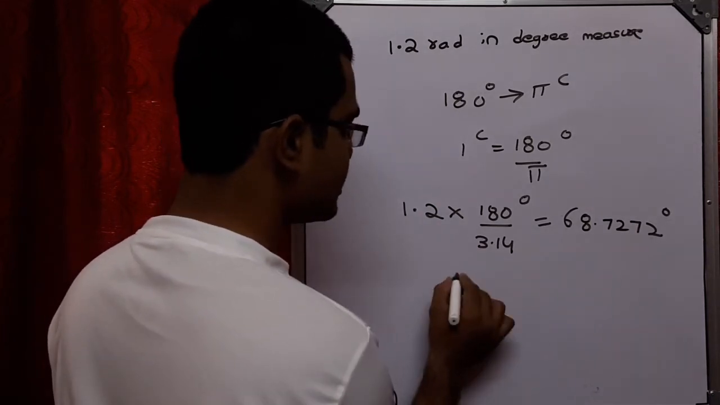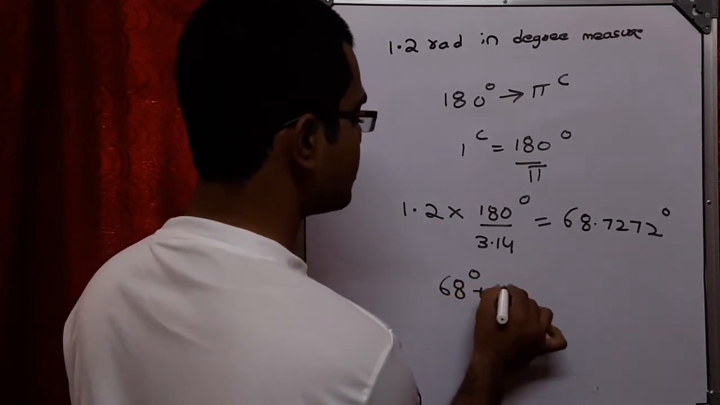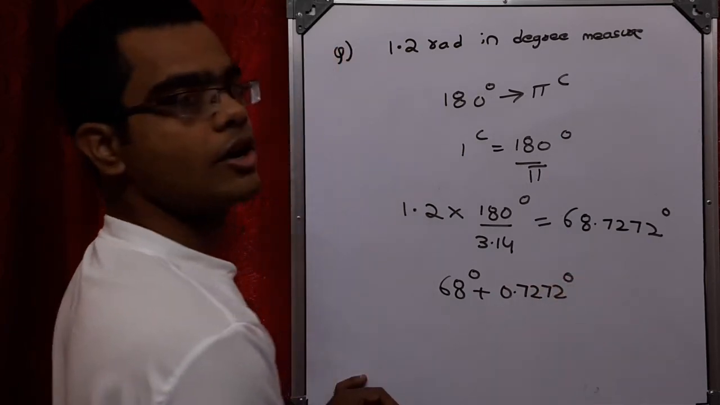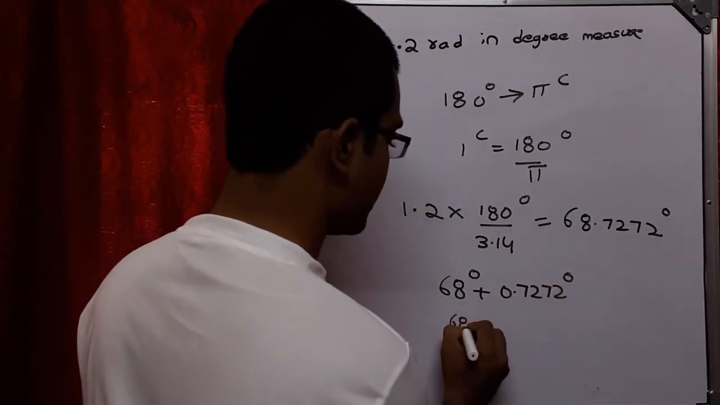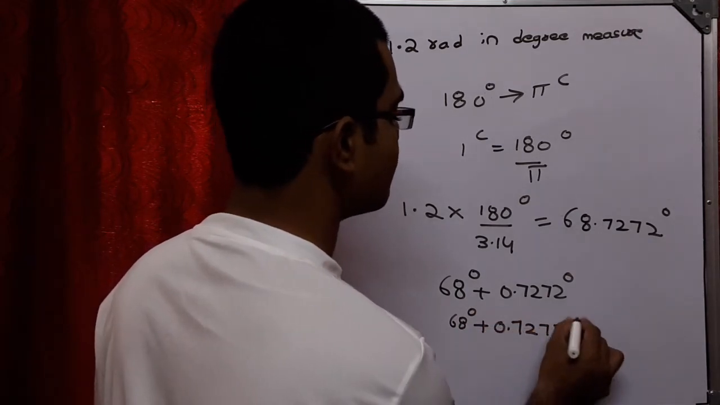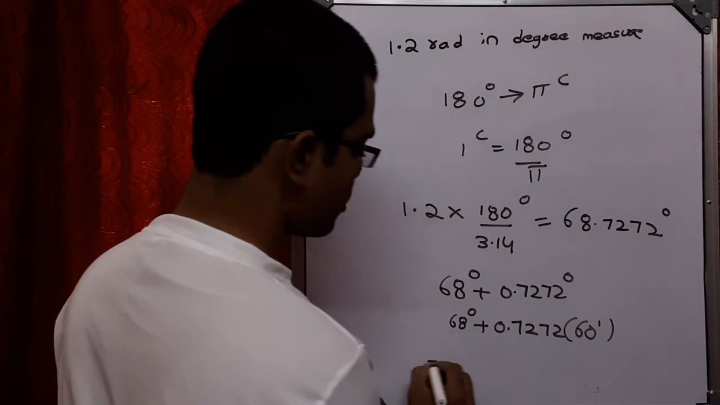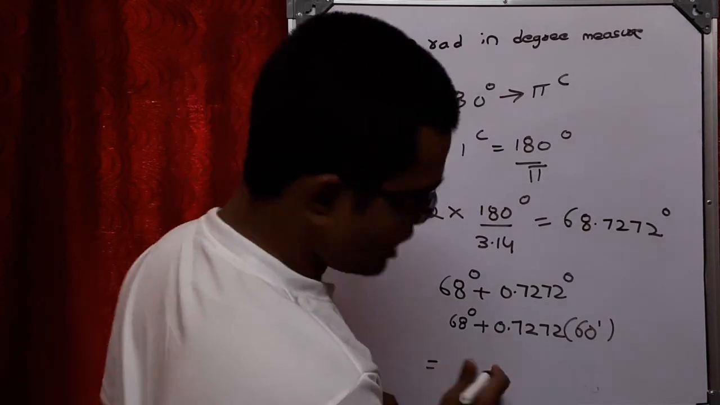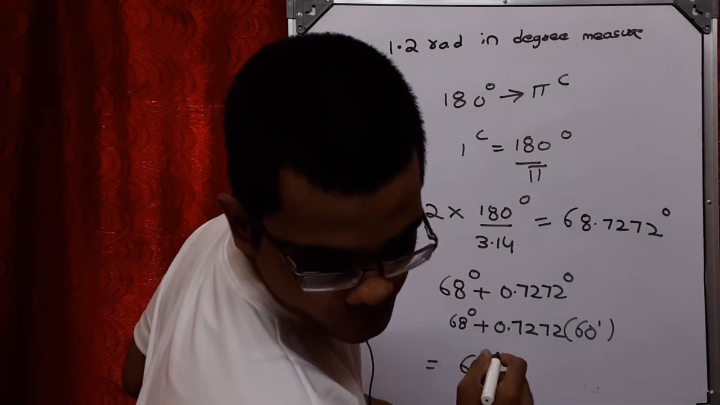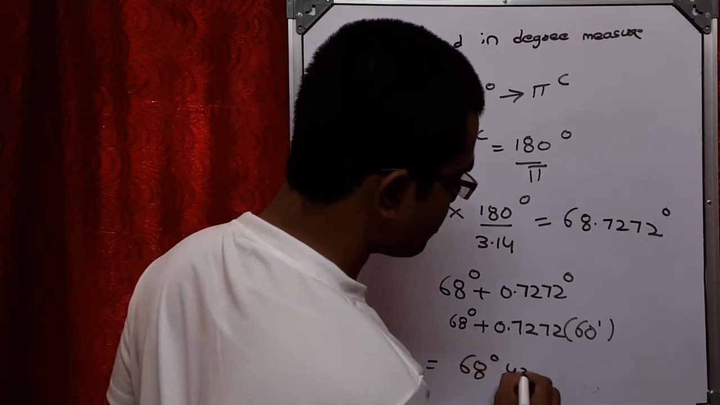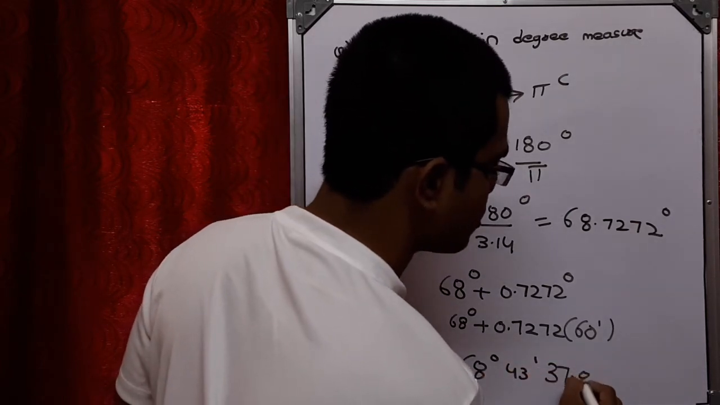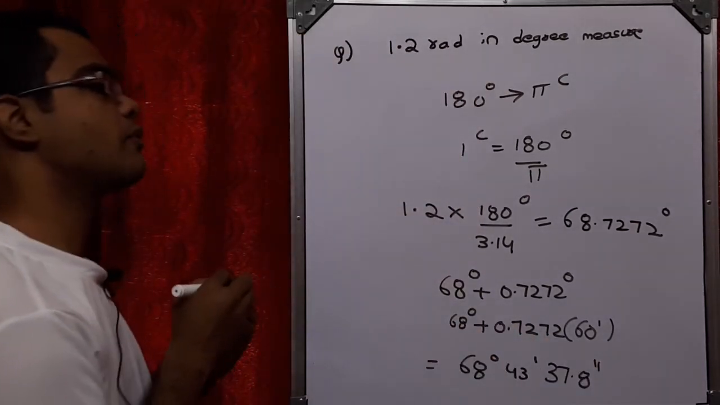If we want to convert this into minutes, very simple. We can write this as 68 degrees plus 0.7272 degrees, and now this one you can convert into minutes. That is 68 degrees plus, with 1 degree equal to 60 minutes, if you convert it, you are going to get 68 degrees 43 minutes 37.8 seconds. So this is how we get the answer if you want to convert it.